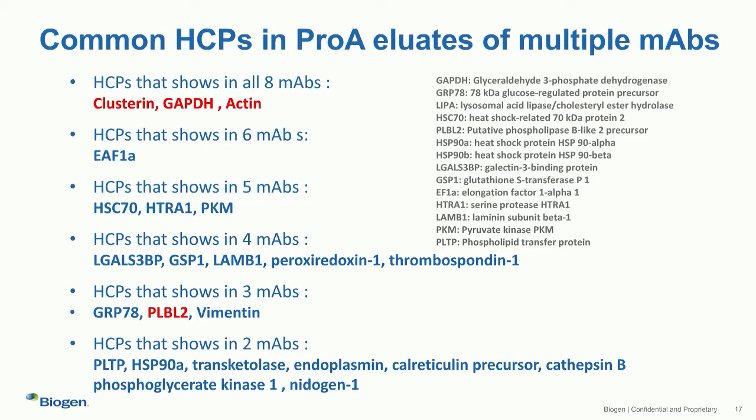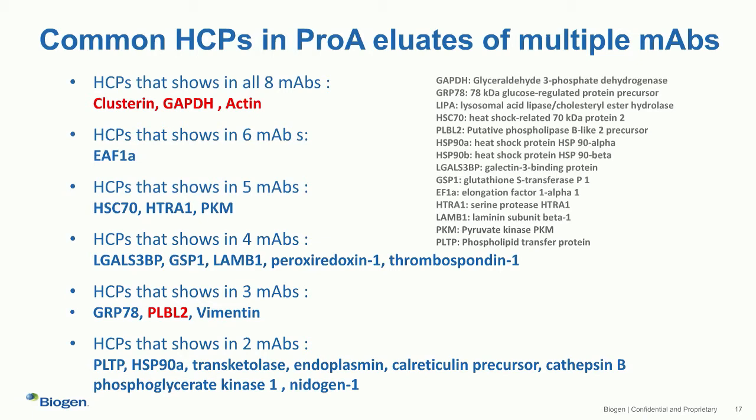If we look at the shared host cell proteins among all the 8 internal programs, we found that these 3 host cell proteins were also shared among all the 8 programs. We also found another host cell protein, PLBL2, shared among 3 programs. PLBL2 is a problematic host cell protein which could be immunogenic, and can also have lipase activity and cause polysorbate degradation and impact the drug substance or drug product stability.